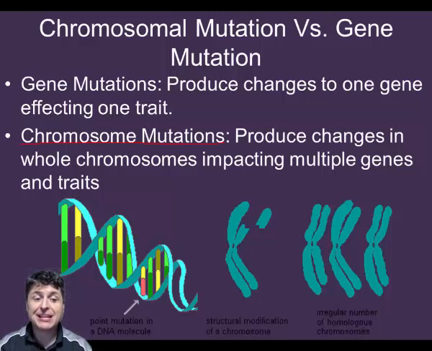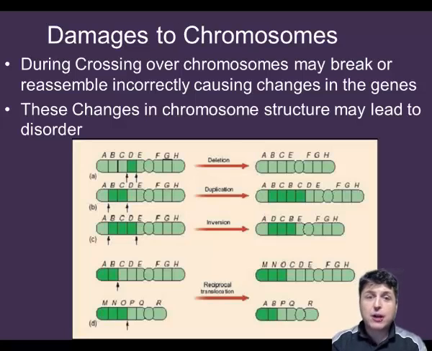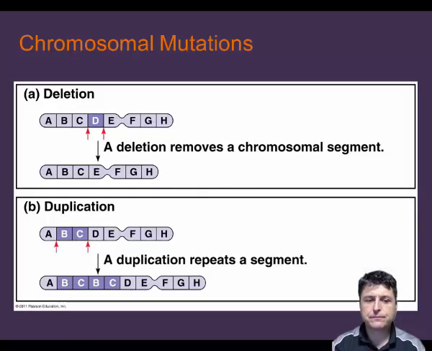This is different from a simple gene mutation, which could produce a change in one gene that affects a singular trait. Examples of chromosome mutations might be a structural modification of a chromosome as a result of a genetic breakage, or it could be the presence of an irregular number of chromosomes as a result of non-disjunction. During crossover, chromosomes may break or reassemble incorrectly, causing changes in the genes that are present on those chromosomes. These changes in chromosome structure could cause a genetic disorder.